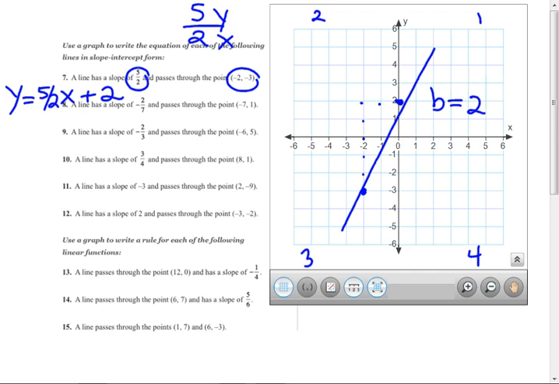Let's do number 8. No, I'm going to change colors. I'll go to red, so I can put 2 on one graph. It says a line has a slope of negative 2/7. I can think of that as a negative 2 over 7 or a 2 over negative 7. Yes, we're going to do all of them because I think you're going to need the practice. Right now you can put 2 on one if you want. I'm going to put 2 on one graph.